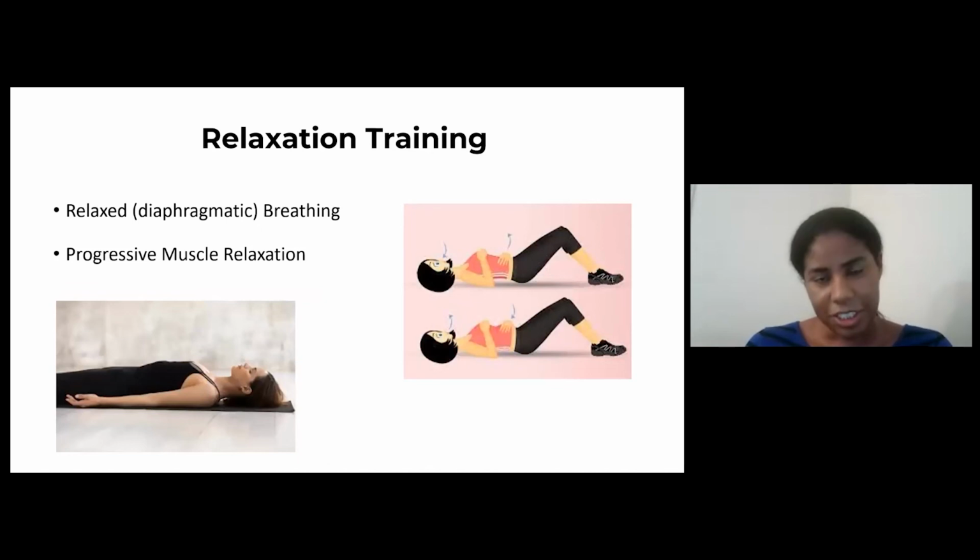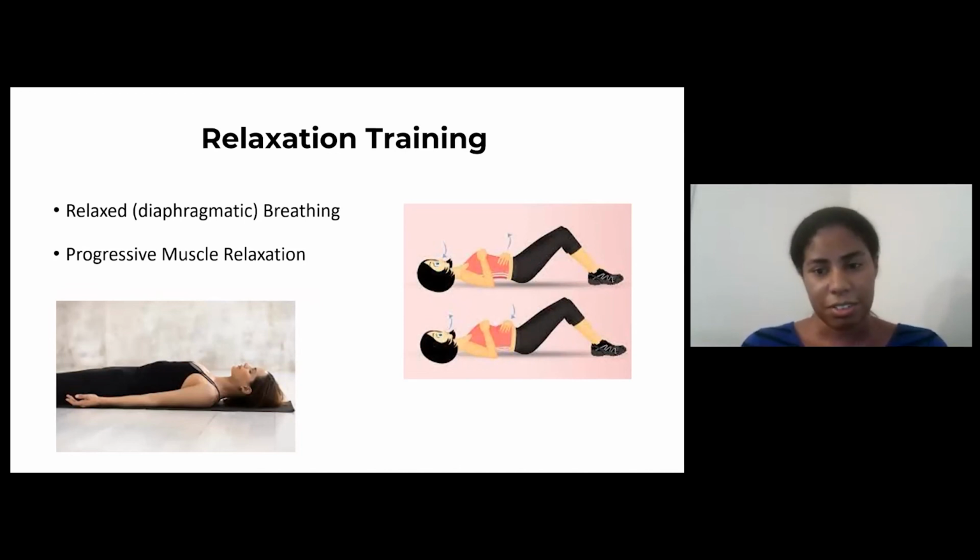And then relaxation training can also be helpful, but certainly is not going to solve the sleep issue. But it's part of, I guess it could fall under good sleep hygiene as well. So relaxed or diaphragmatic breathing. That involves breathing in through the nose for 4 seconds and out through the mouth for 6 seconds, and you're focusing on the exhale.